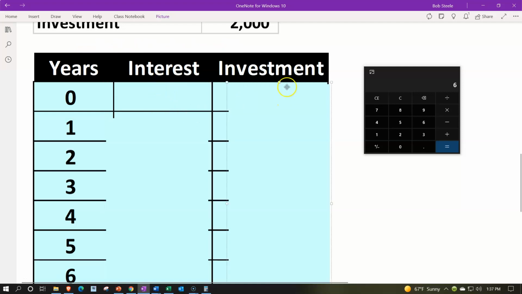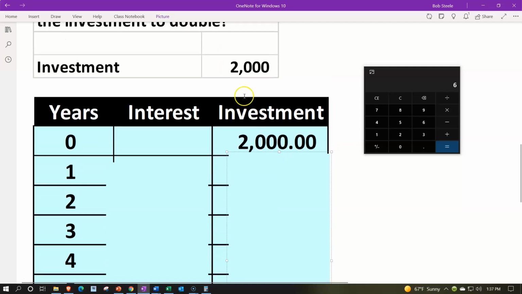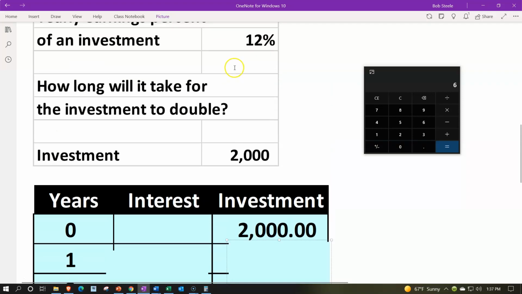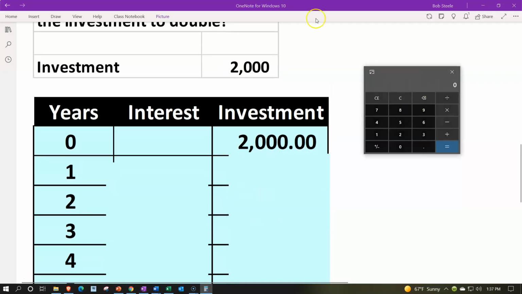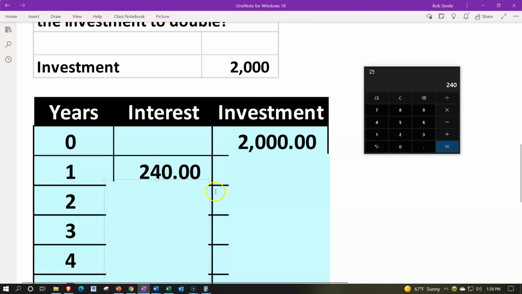So if I talk about year 0, then we're going to start off with our 2000. So there's our 2000. That's our starting point. We're going to multiply that times the 12%. 2,000 times 0.12 is going to give us interest of 240 for year 1. If I take that 240 plus the 2,000 starting point, that's going to give us then the 2,240.